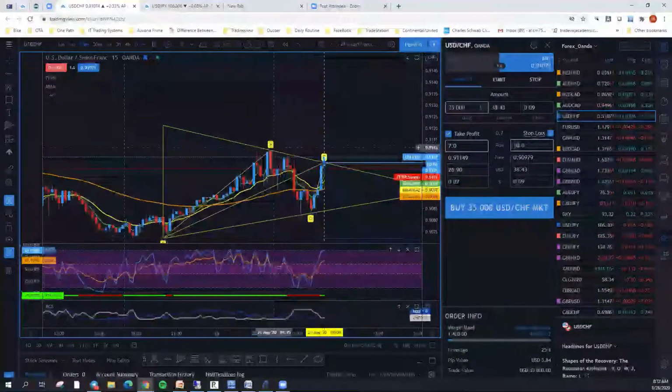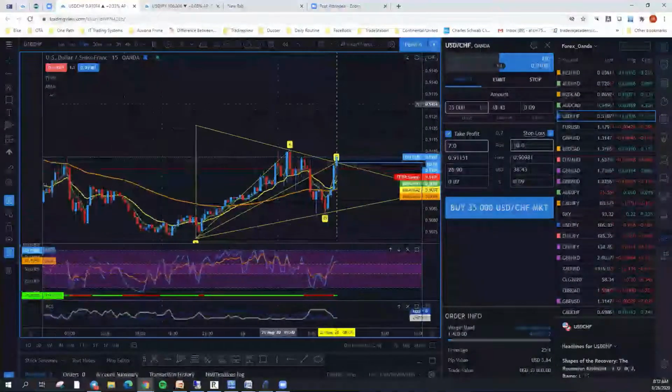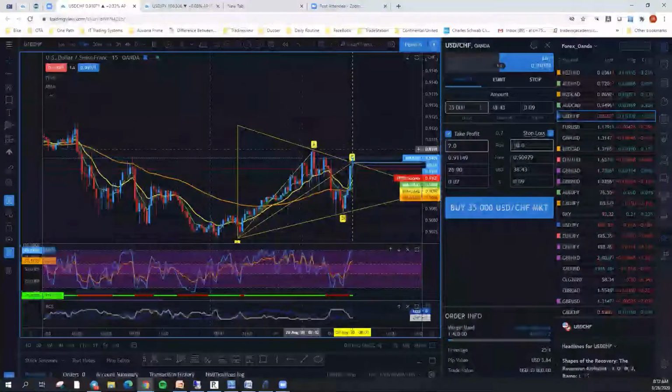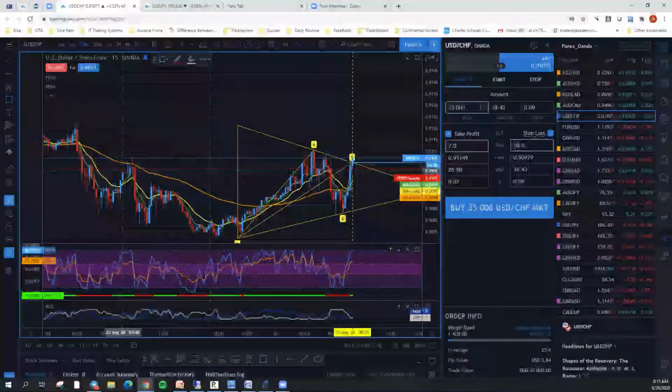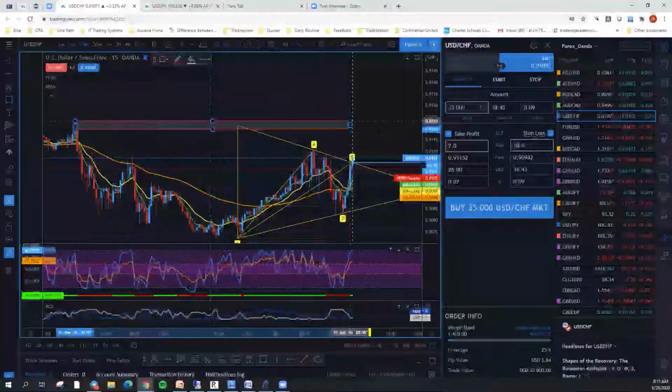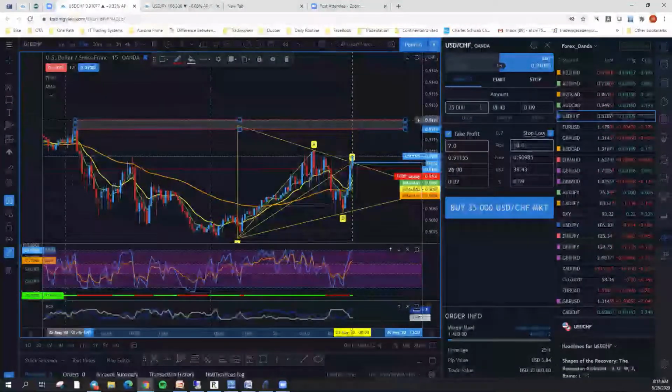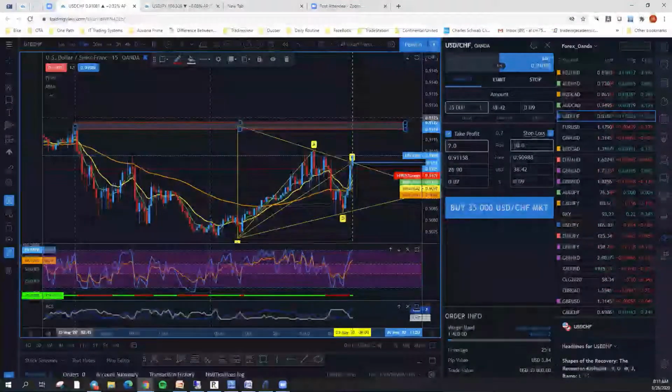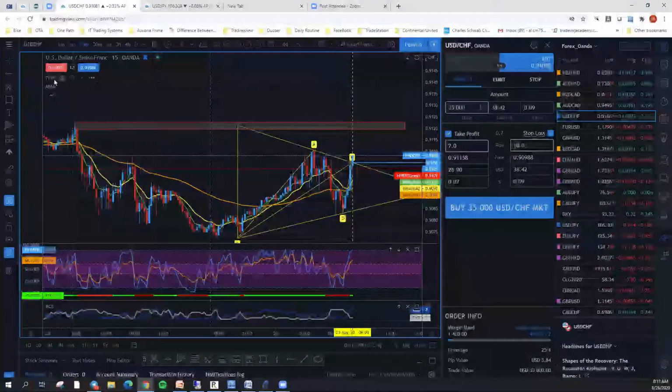If this thing breaks on the A, then the next target is going to be all the way over here. This would be the next target zone. Before I would enter this trade, I would wait for it to come back and retest the wedge a little bit, right?